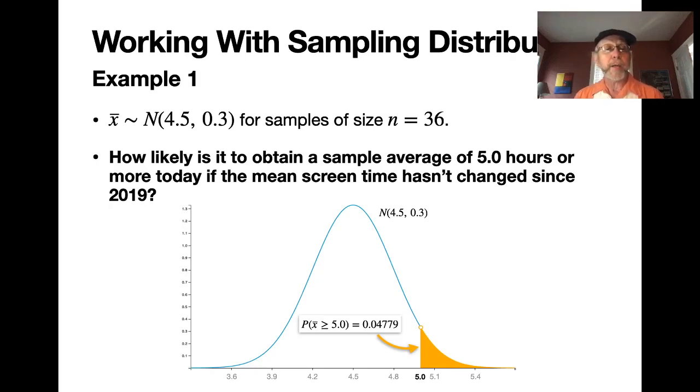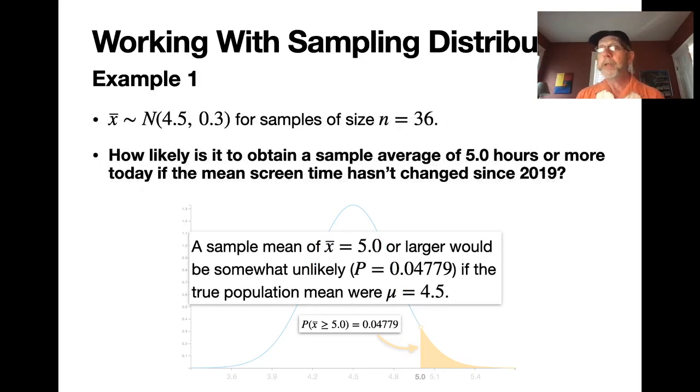And using software, we can calculate that the probability of those x bars is 0.04779. And so we can say that a sample mean of 5.0 or larger would be somewhat unlikely, a probability of about 5%, actually a little bit less, if the true population mean were indeed still that 4.5 hours that was reported in 2019. So 5.0 would be kind of atypical for a sample average in this distribution.